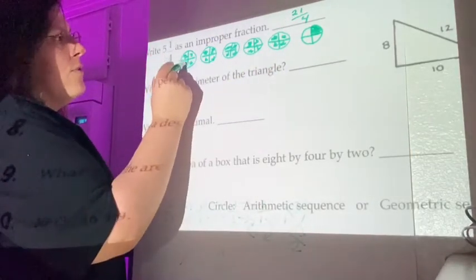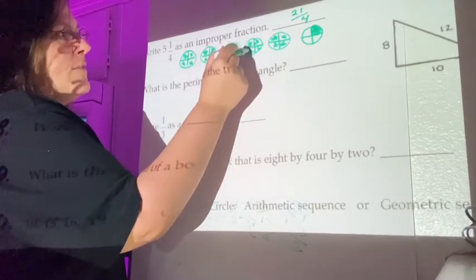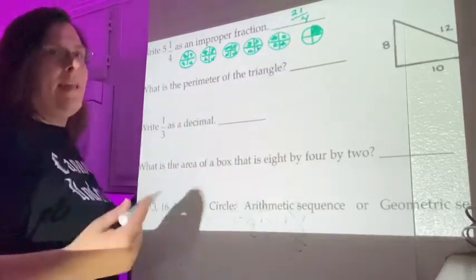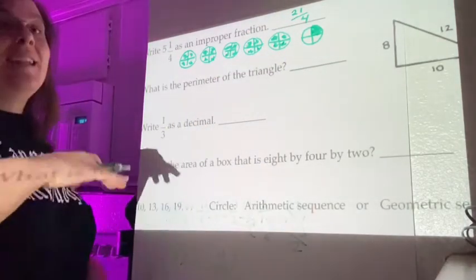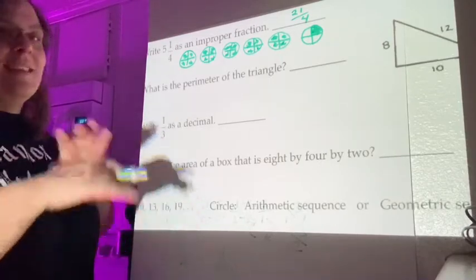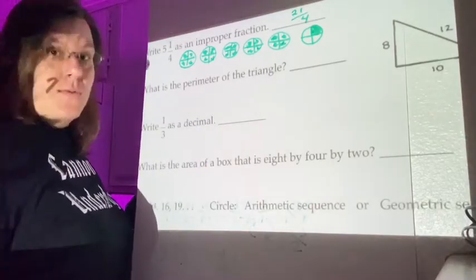So you have 1, 2, 3, 4, 5, 6, 7, 8, 9, 10, 11, 12, 13, 14, 15, 16, 17, 18, 19, 20, 21. That's it. That is how ridiculously easy that is. Draw it out if you don't understand it. If you don't got your tool, draw it out.